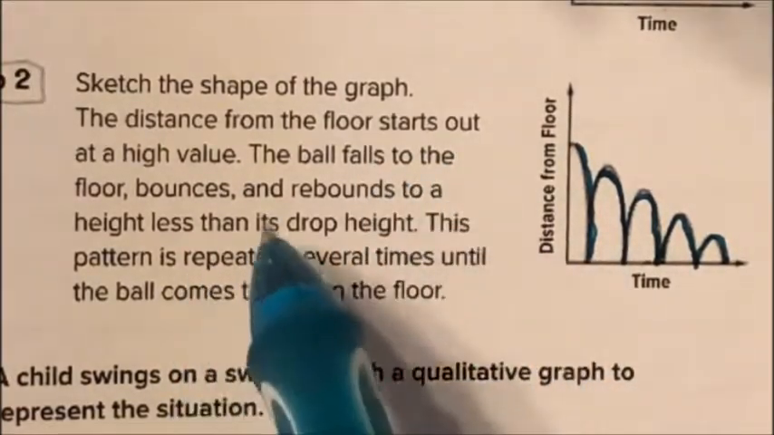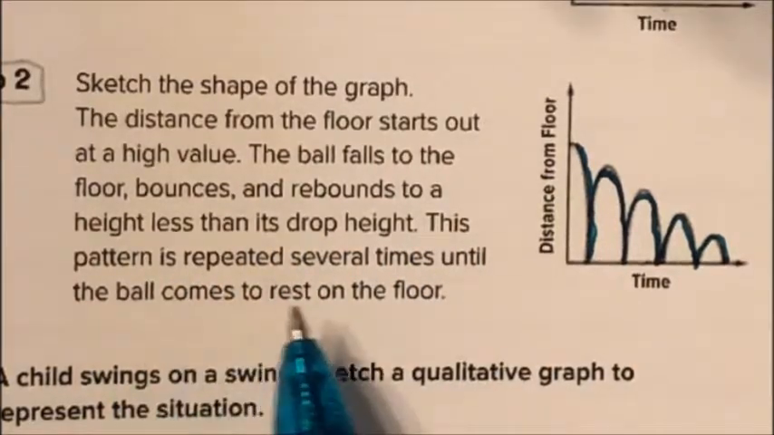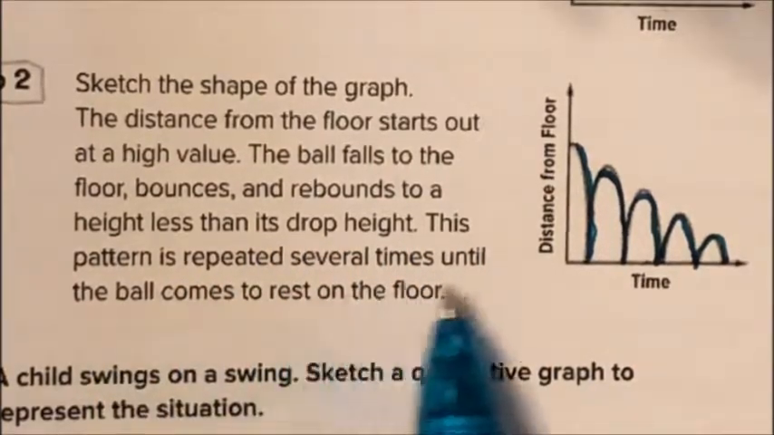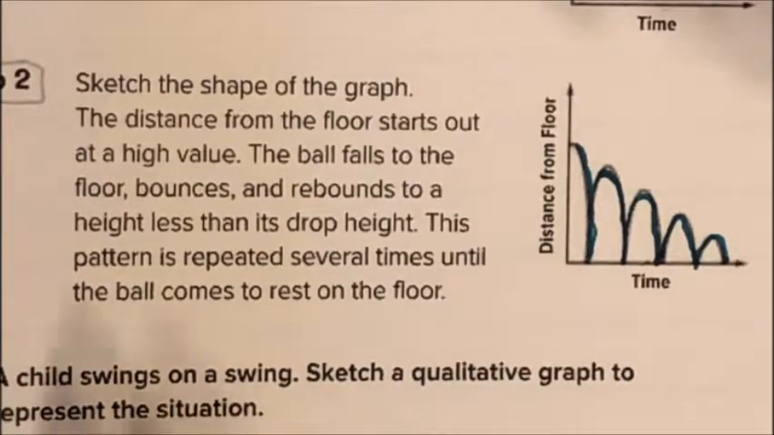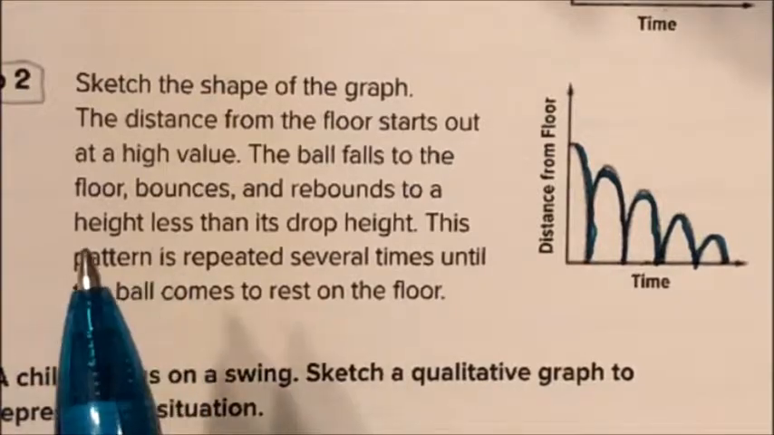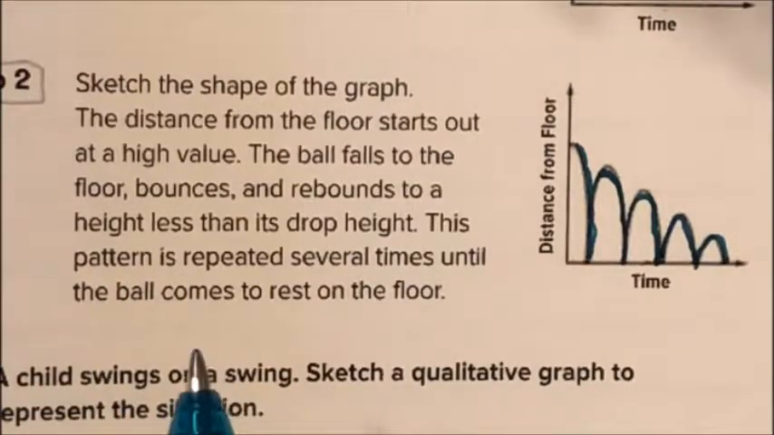The ball falls to the floor, bounces, and rebounds to a height less than its drop height. This pattern is repeated several times until the ball comes to rest on the floor. So it can keep going. It could be less, there could be a little bit more, but it's still going to be about the same.